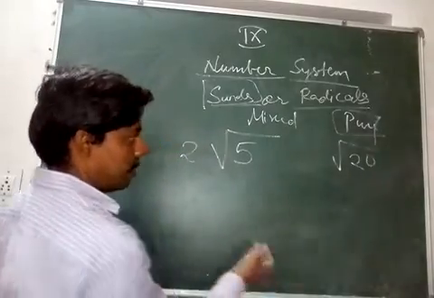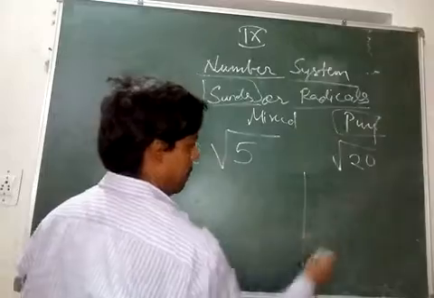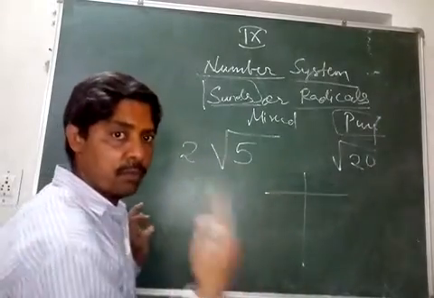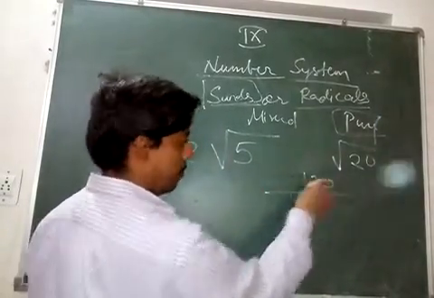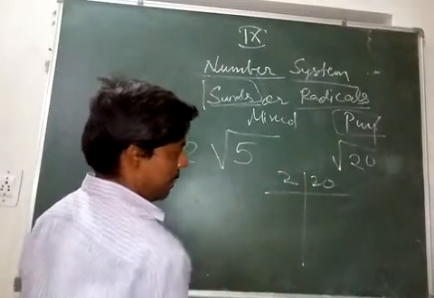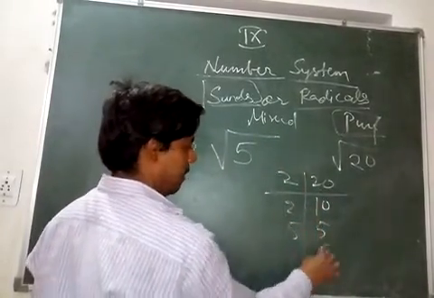Now we can convert a pure surd into a mixed surd. This is very important. We do it by using a very simple technique that you have learned in lower classes, that is prime factorization. Suppose you have got 20. So take the prime factors: 2, 10, 2, 5, 5, 1.